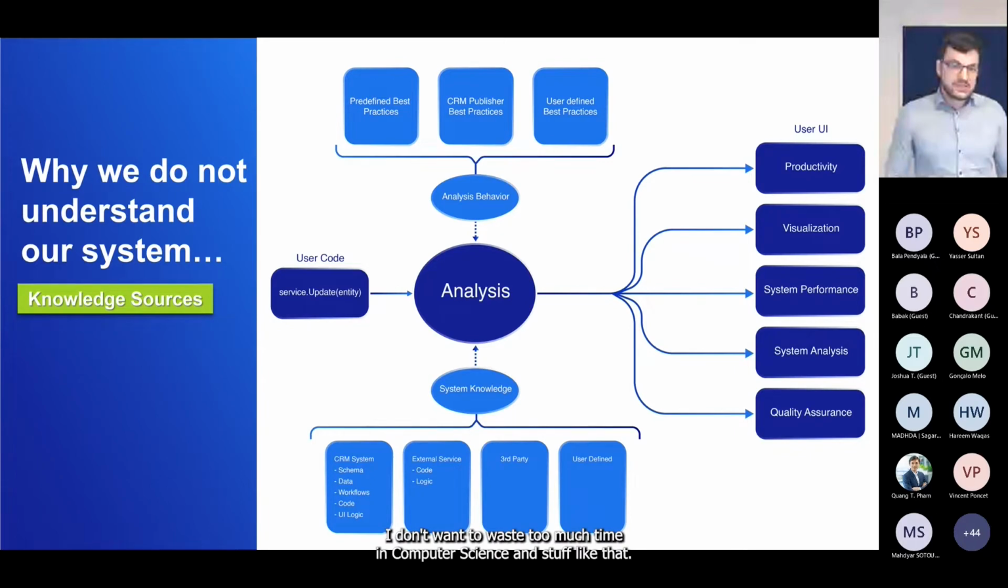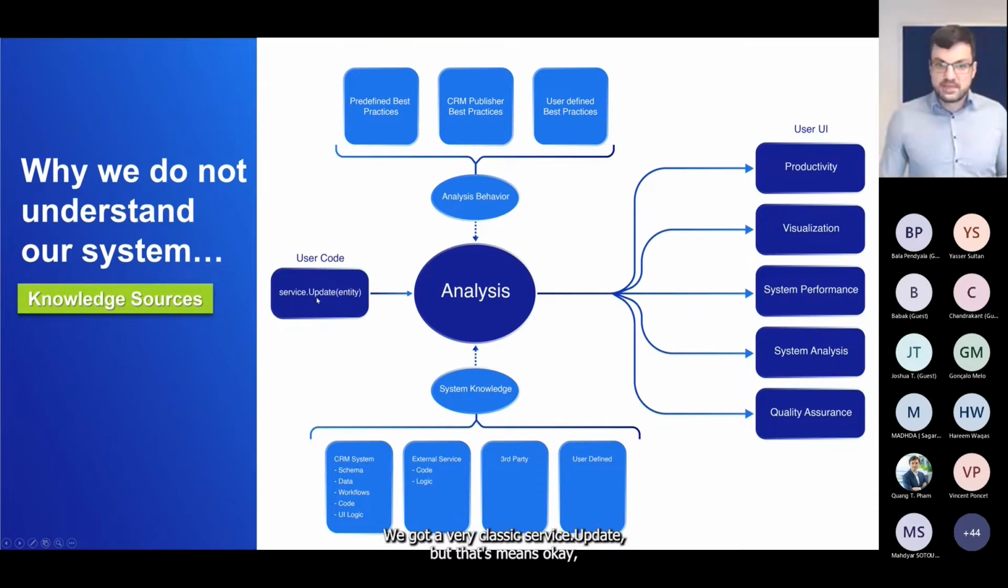I don't want to waste too much time on computer science and stuff like that, so I would like to switch to a more hands-on explanation in a few minutes. But I think it's important to think about those topics in the beginning to understand what I'm talking about. But let's quickly take a look at this example.